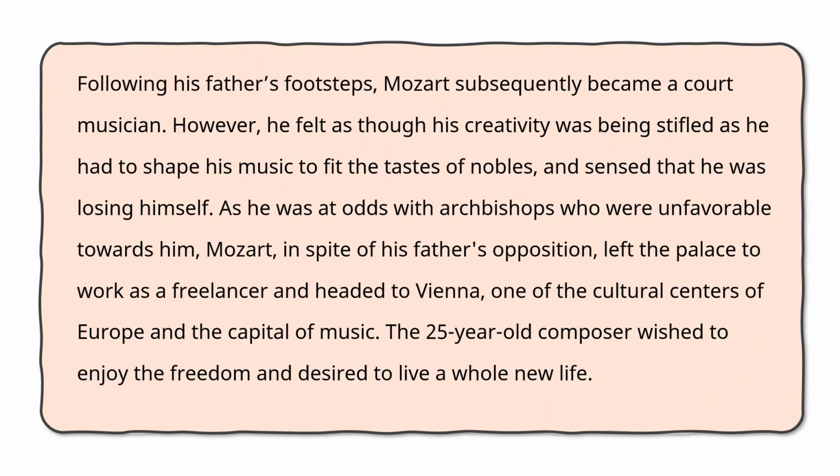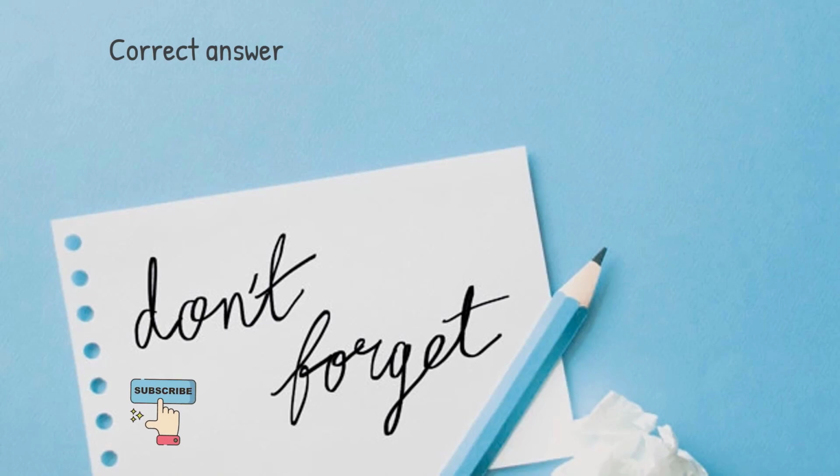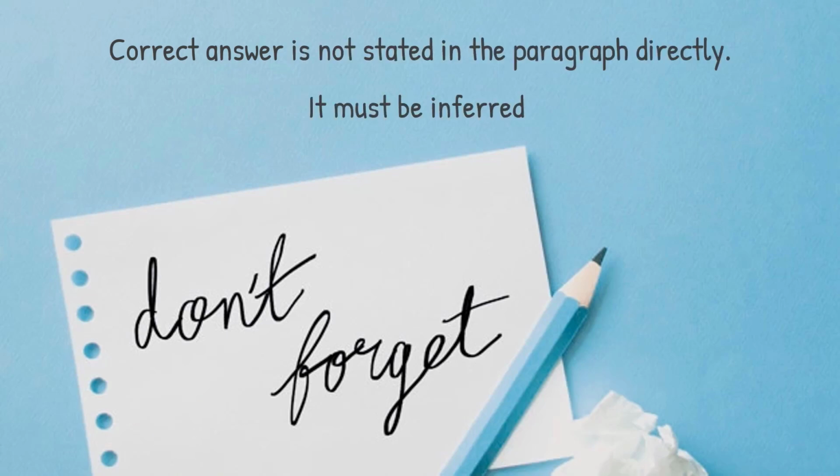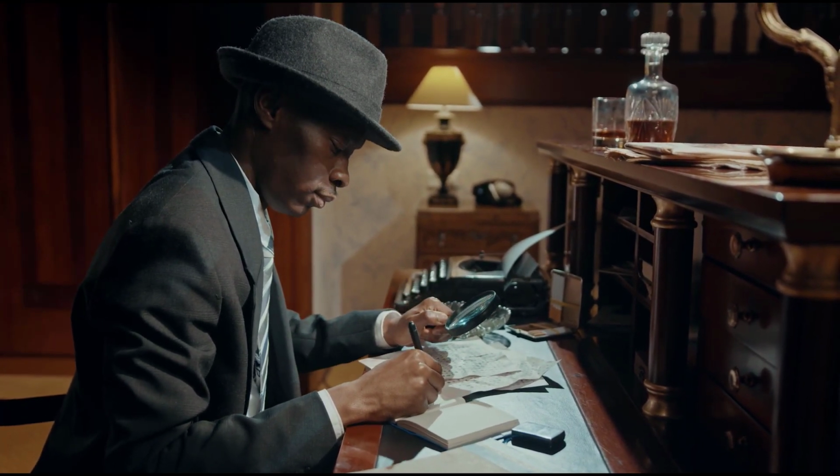Then go to the pinpointed paragraph 2. Start to skim through the paragraph. Don't read word by word. You can use a pen or your index finger to get your eyes to move faster. Remember, the correct answer of inference questions is not stated in the paragraph directly. It must be inferred. Like a detective, you need to find evidence and make a logical guess.